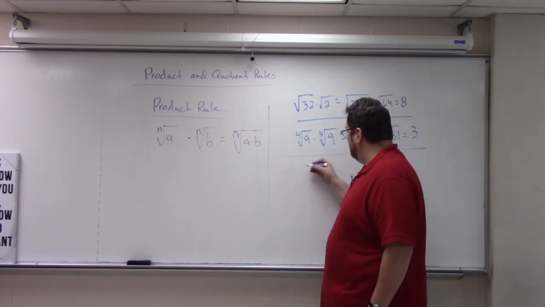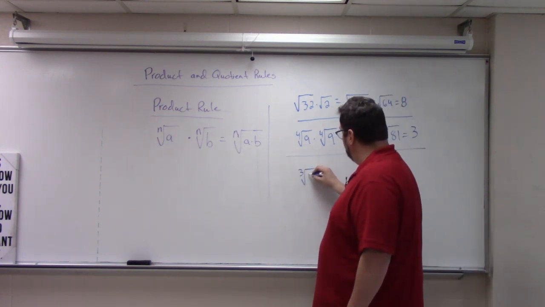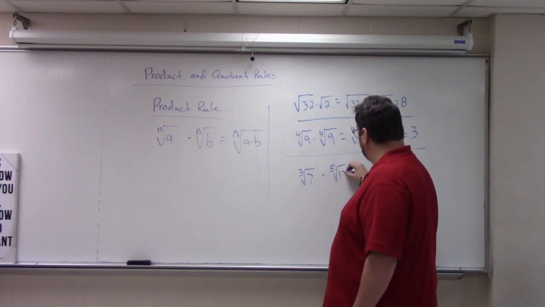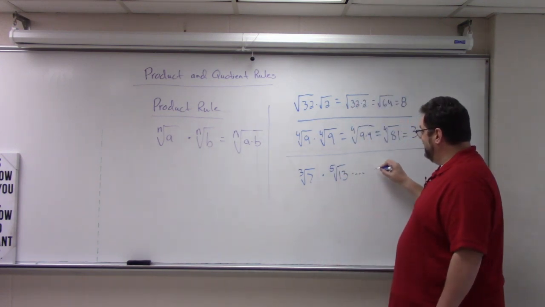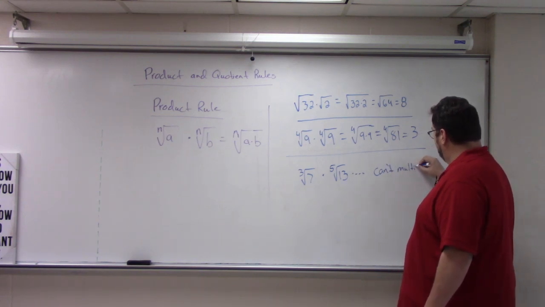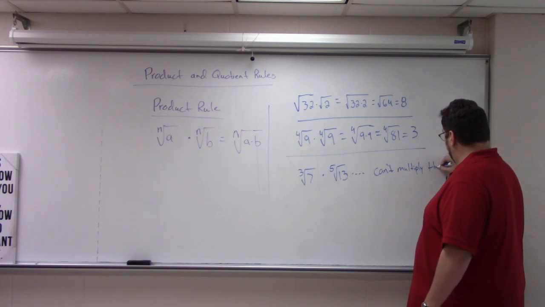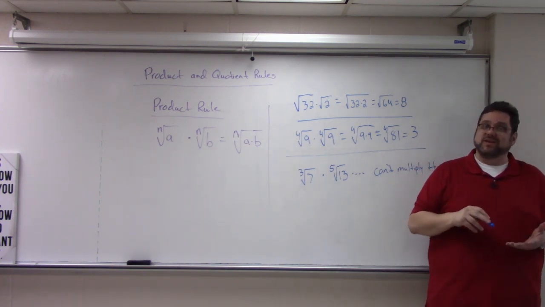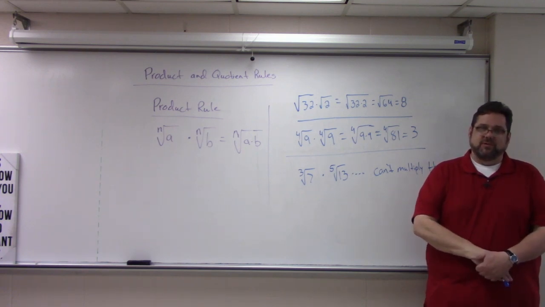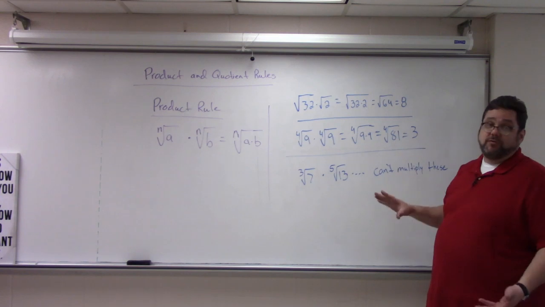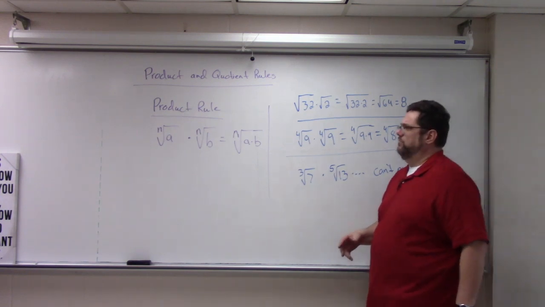And like I said, if you have the cube root of 7 multiplied by the fifth root of 13, we can't multiply these. At least not easily. It can be done, but it's not something we want to fool with. All right, so that's the product rule, and that's the way we normally use the product rule.